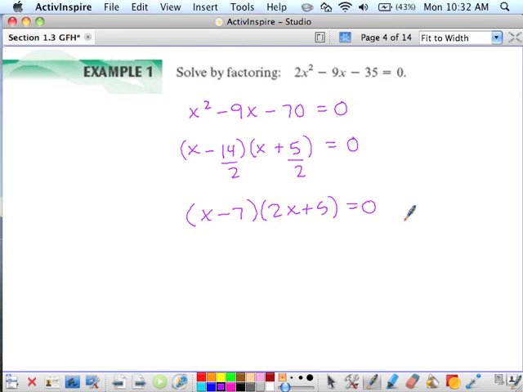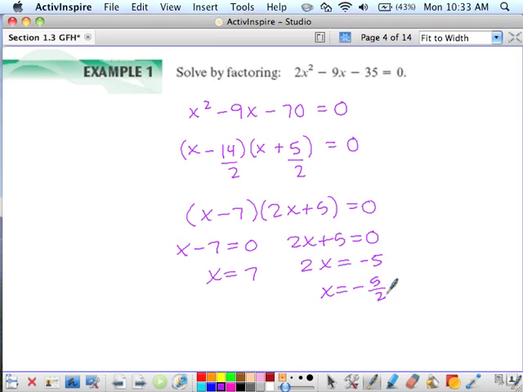Once I get it fully factored, you should always check to make sure that these two binomials distribute back to the original. Then you can take each factor, set it equal to 0, and solve. The first solution looks like x equals 7, and the second, we get x equals -5/2. So this quadratic equation has two solutions, -5/2 and +7. I think when you type them into WebAssign, you simply list them with a comma in between them.